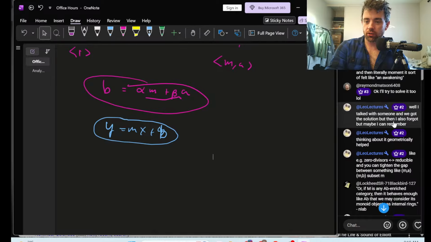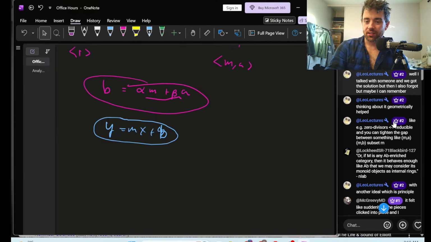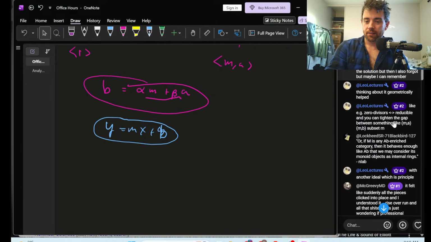You talked with someone and you got the solution, but then you forgot. Oh no. Thinking about it geometrically helped. Zero divisors, reducible, tighten the gap.